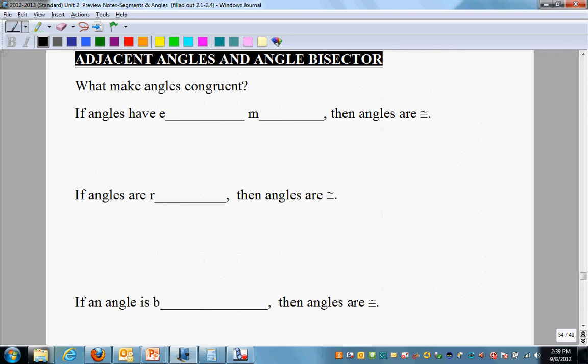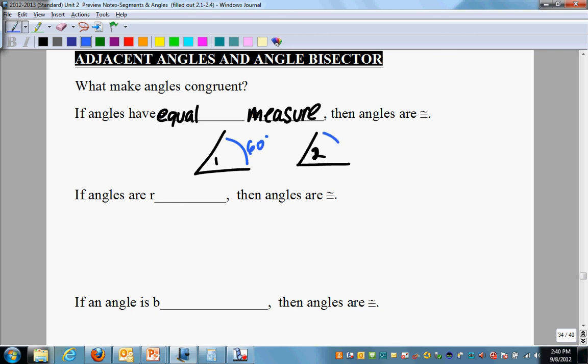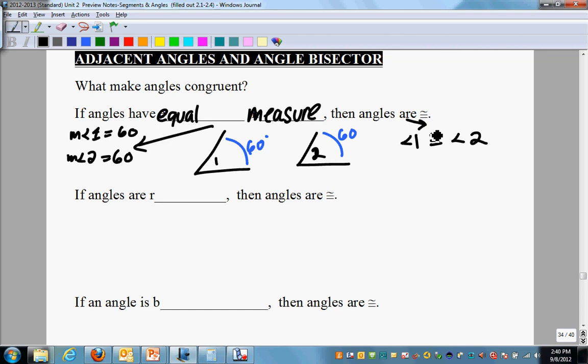So let's think about what makes angles congruent. These three are easy. If angles have equal measure, they're congruent. So it looks like this. If angles 1 and 2 are both 60 degrees, then I would say angle 1 is congruent to angle 2. Why? Because measure of angle 1 is 60, measure of angle 2 is 60. If you have equal measure, then they are congruent. That's one way angles can be equal.